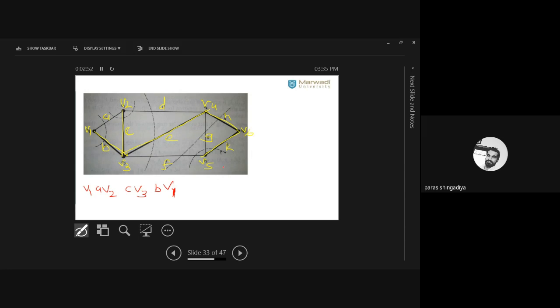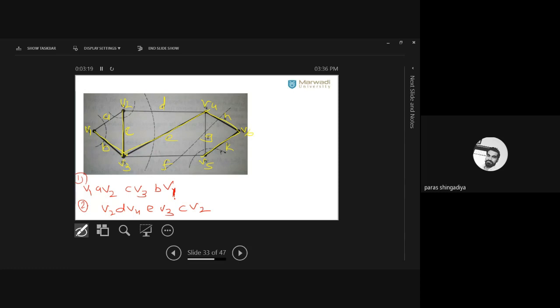Consider this upper triangle. That is the first example. Now consider a second example. That is V2 D V4, E V3, and C V2. Now V2 to V2. Clear? Upper triangle. This V2 D V4, then after E V3, C V2. Clear? So that is also a closed walk. A closed walk is formed from V2 to V2 there.